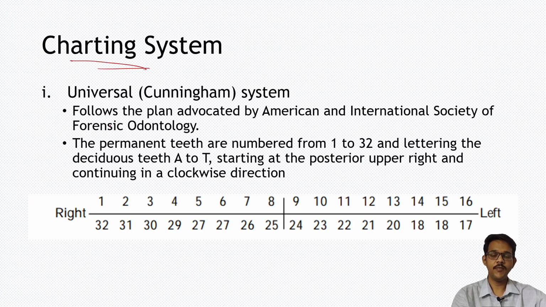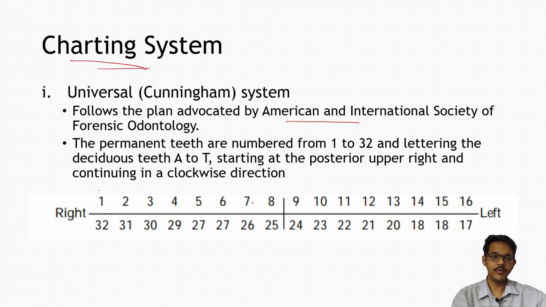This is a form where the teeth are charted in the form of digits so that teeth can be easily identified. The teeth are always divided into four quadrants: the upper two quadrants and the lower two quadrants. The universal system, advocated by the American Dental Association, numbers each tooth 1, 2, 3, 4, 5, 6, going from upper right to upper left, then lower left to lower right.